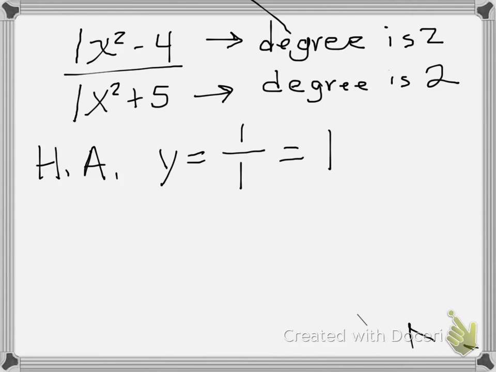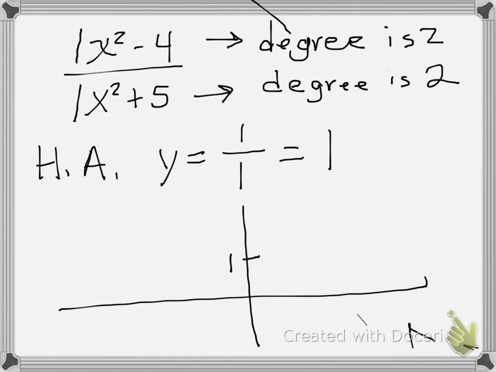So if I was graphing, and this is 1, my horizontal asymptote would be going through here. And that would be my horizontal asymptote.